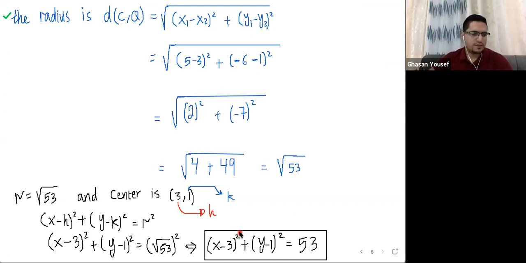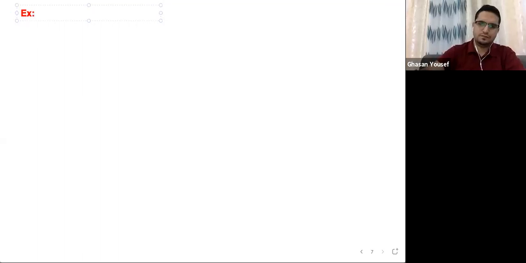Okay, so now the last example of this section. The last example in this section: find the equation of the circle.